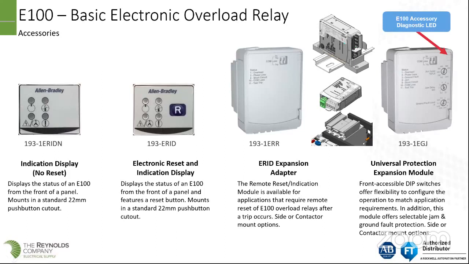Accessories, indication displays, and electronic reset and indication display. Typically, we'll see these in MCC units quite a bit. I will point out that the universal protection module is there on the right-hand side. That's the 193-1 EGJ. In the past, with the sidecar modules on the E1 Plus, you would select whether you wanted a ground fault or jam protection. All that's going to be done in one unit now.